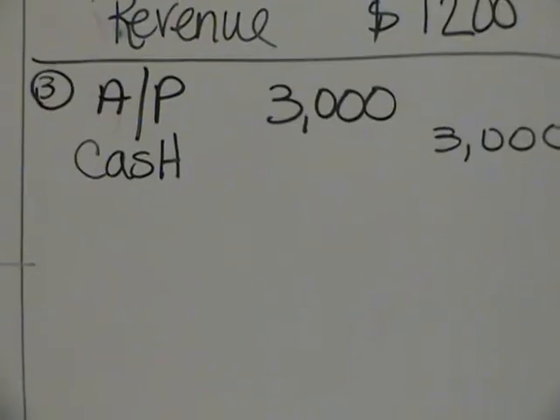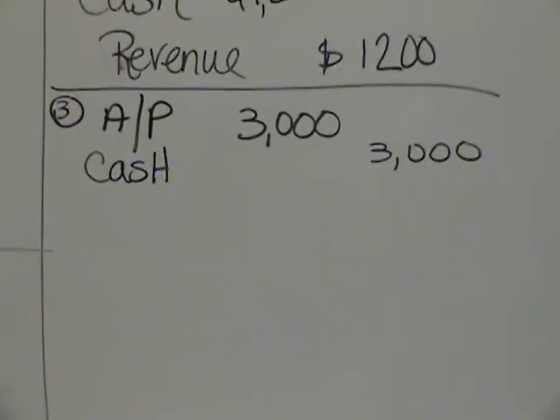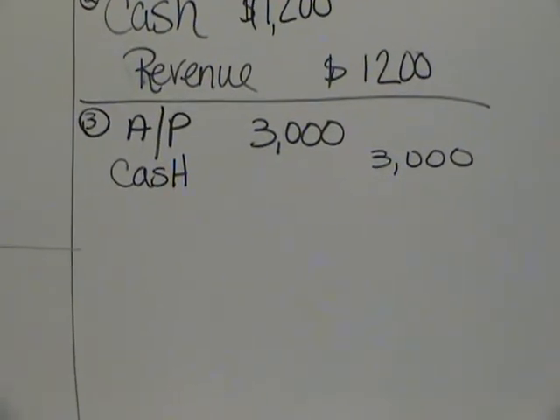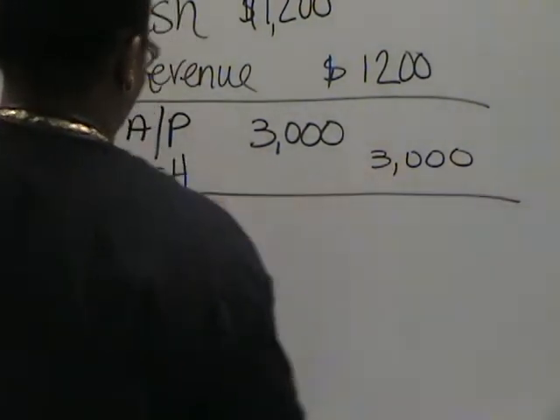In the amount of $500. All right, she purchased supplies. So what accounts are involved? Let's make the journal first. Go to the journal. What accounts are involved?